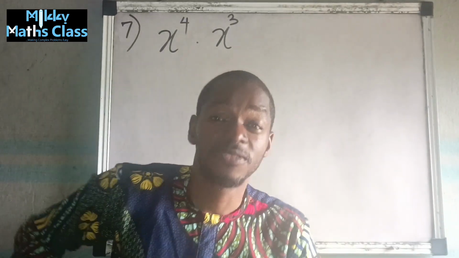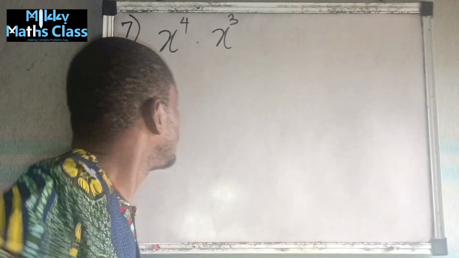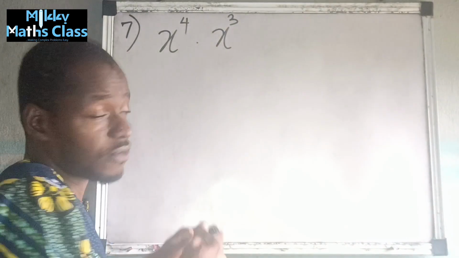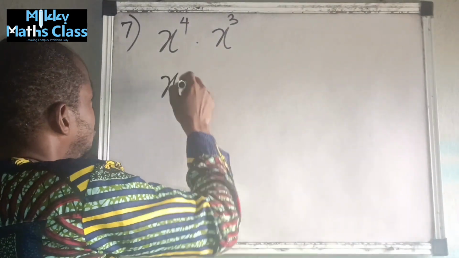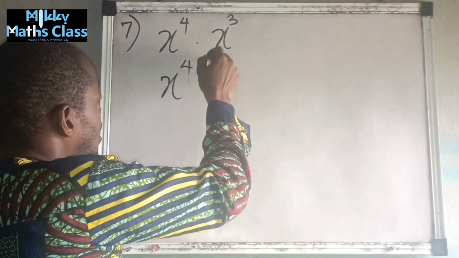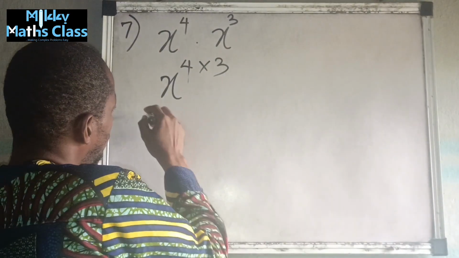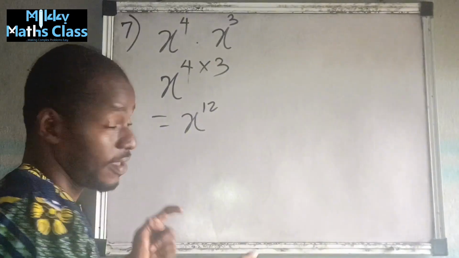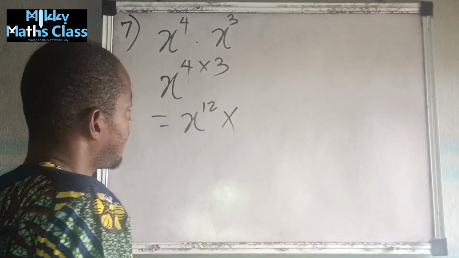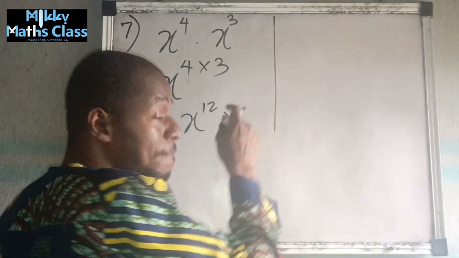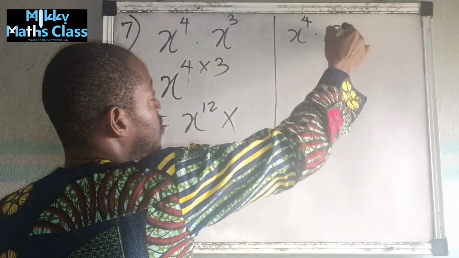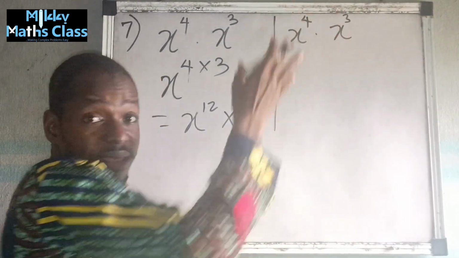All right, let's look at mistake number 7. Look at this. When you have something like this, x to the power of 4 times x to the power of 3, some students might do it like this: x to the power of 4 times 3, which will give us x to the power of 4 times 3 is 12. No, this is not correct. Now, when you have the same base, from the laws of indices, you are meant to add the powers.